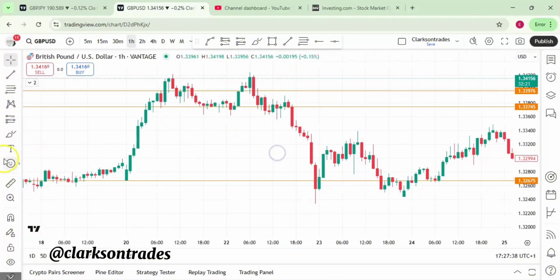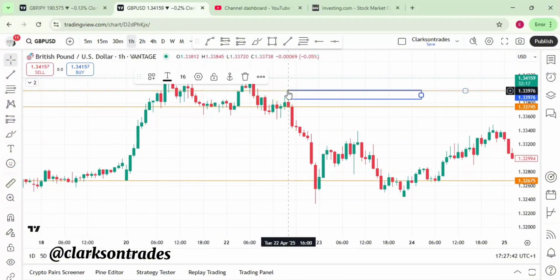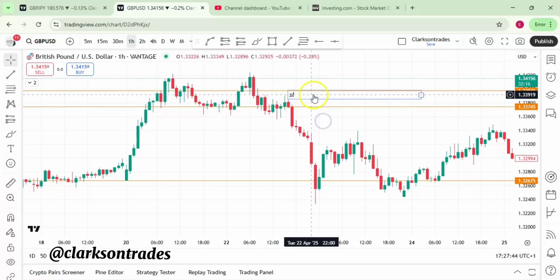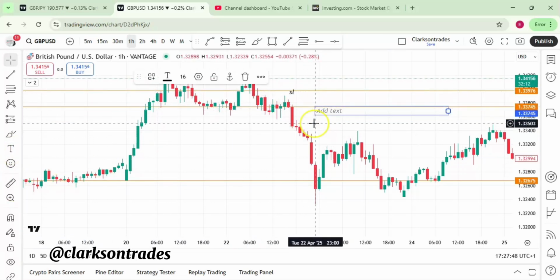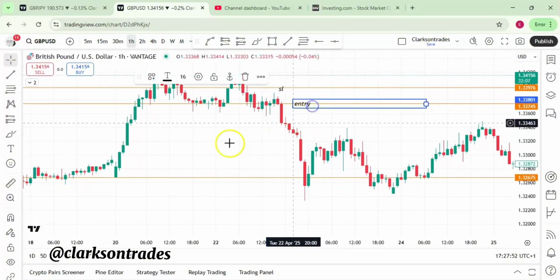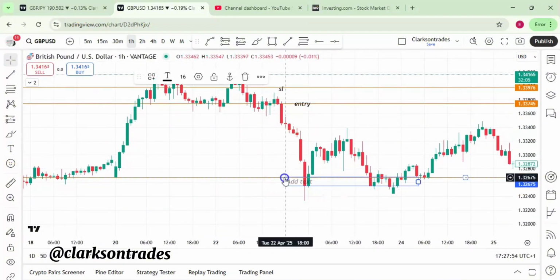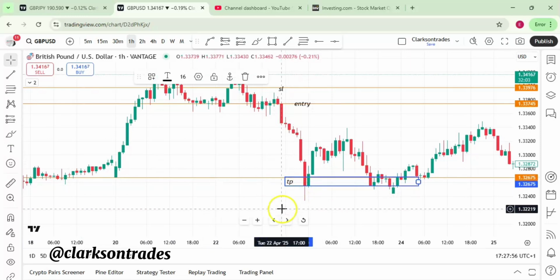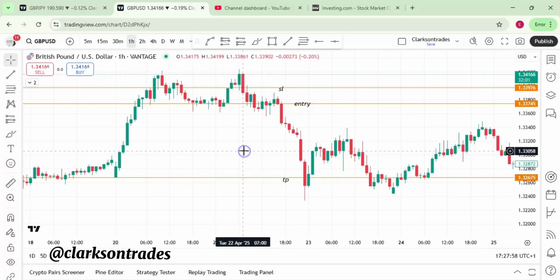This is our take profit. This is our stop loss. This is our entry price, and this is our take profit target, TP. Let's say for example we are selling.